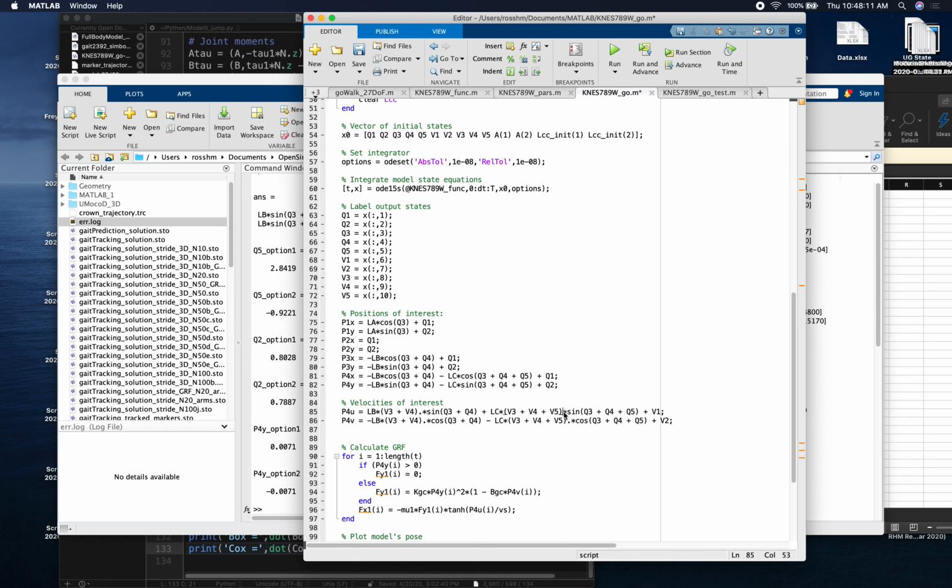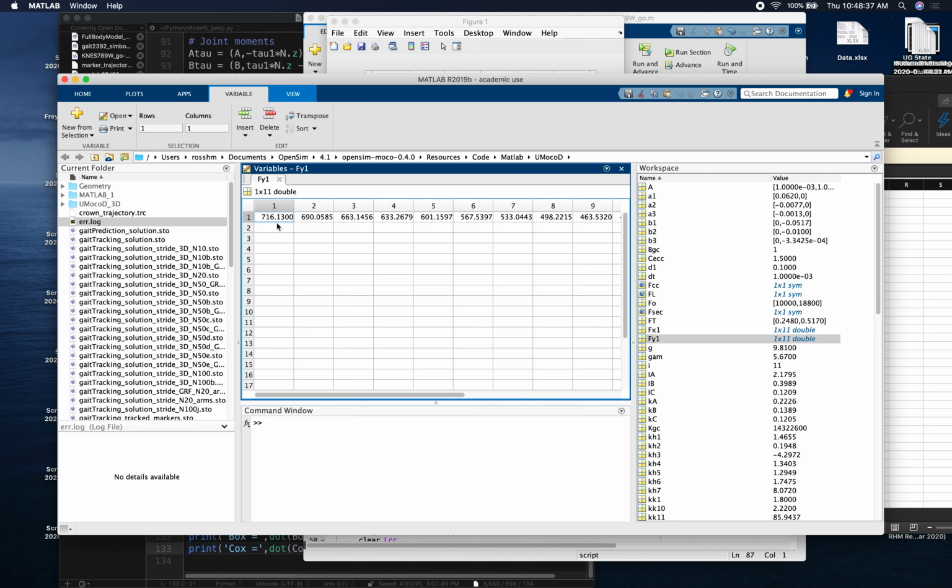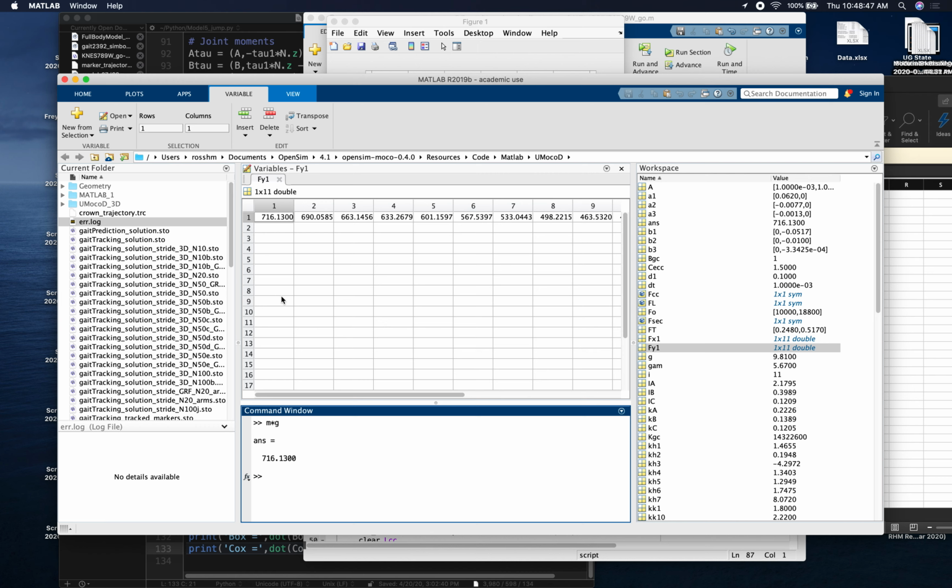Okay, our model looks like it's standing on the ground and looks like it might have an initial ground reaction force of perhaps equal to body weight. At least it looks reasonably plausible. Let's take a look at what we actually got here. For my initial ground reaction force, I got 716.13 newtons, and is that equal to the weight of the model, mass times gravity? And it is indeed. It's exactly equal to the weight of the model.